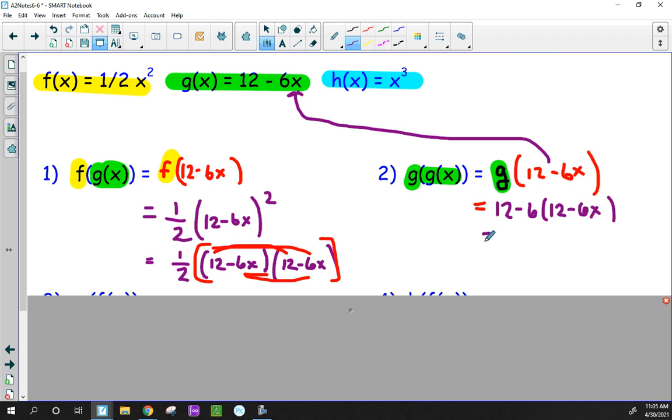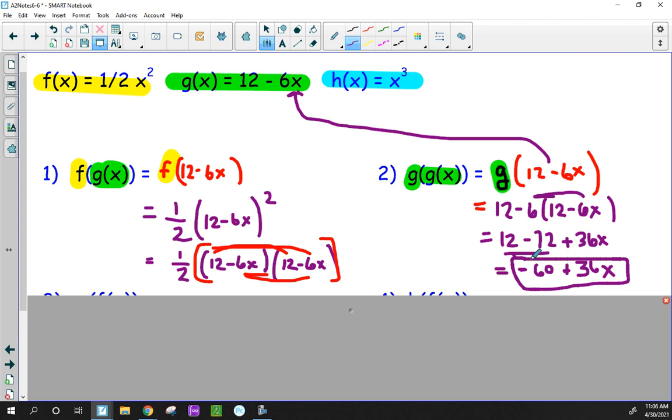Okay. To simplify this, we do not subtract before we multiply. So we're going to distribute the -6. We're going to drop this 12 down for now. -6 times 12 is -72. -6 times -6 is positive 36x. You're going to combine your 12 minus 72 to get -60 plus 36x. And so that would be the answer to that particular composition problem. -60 plus 36x.